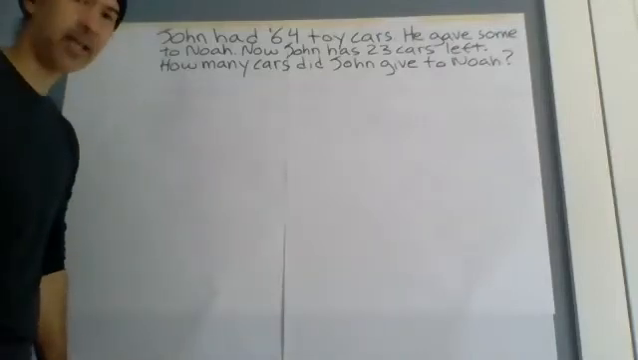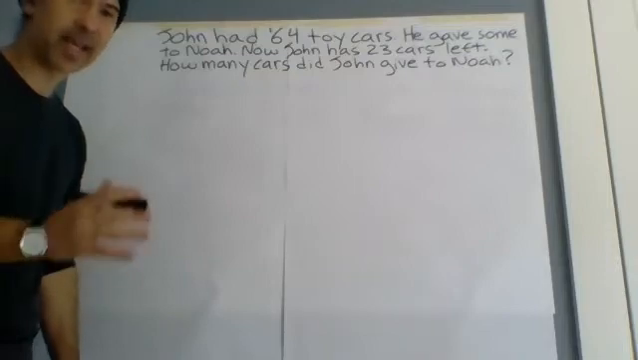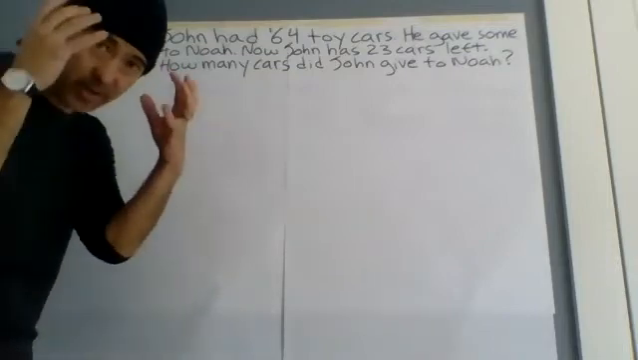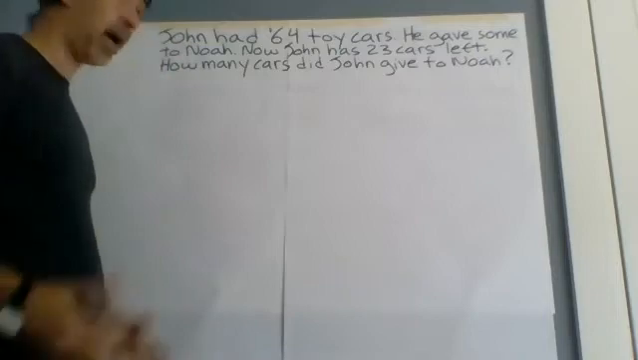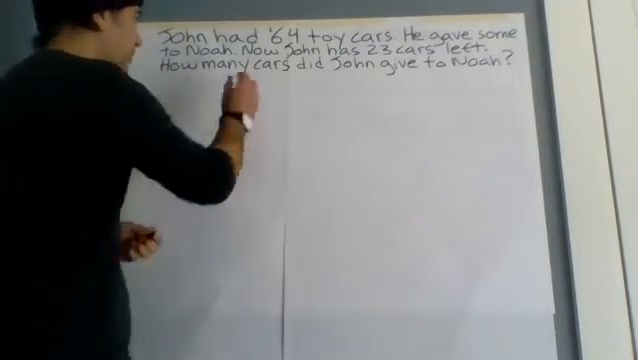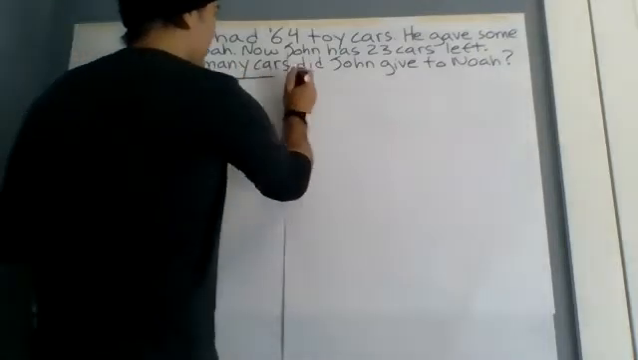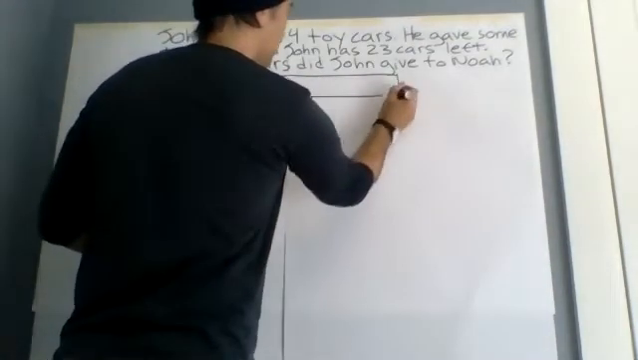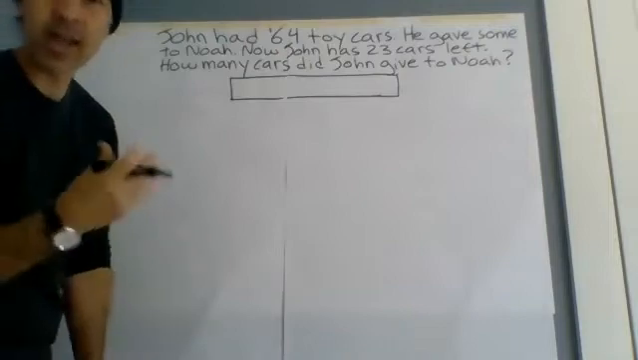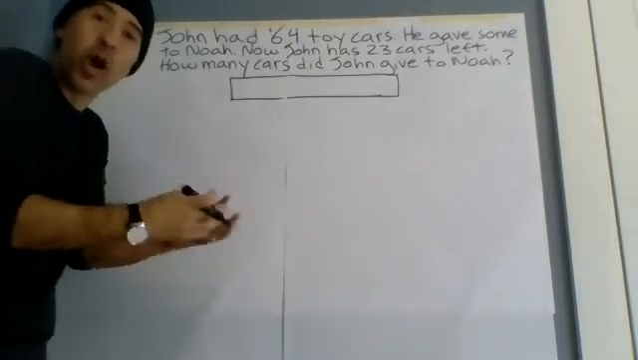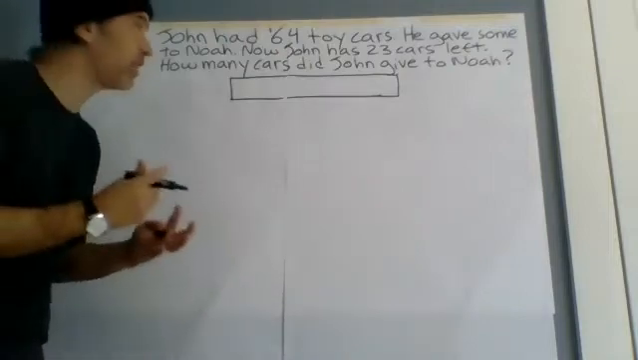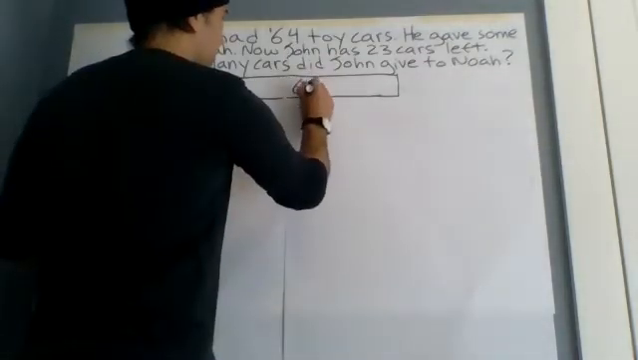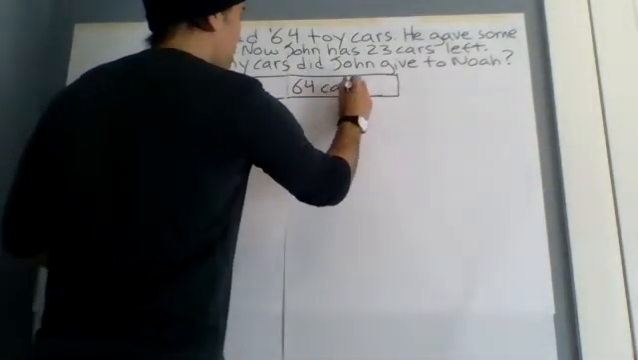Okay. Now remember, you can always read the problem a second and third time so you get that picture in your head. So I have the picture. So I'm going to draw my model, my visual model. So we know the total cars John had. He had 64 cars. So there's his 64 cars.